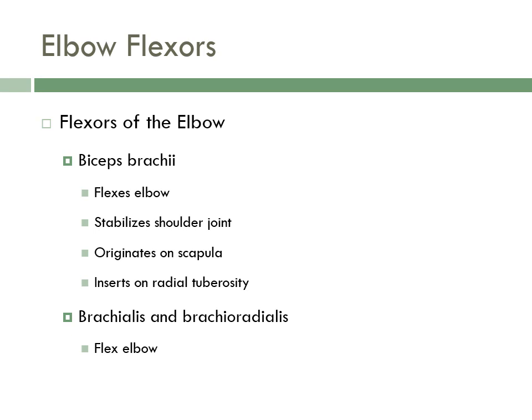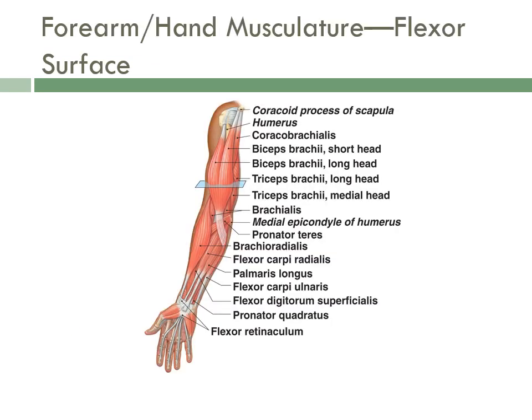So the biceps attaches into the radial tuberosity on the radius, and it flexes the elbow. The brachialis muscle and the brachioradialis muscle both also flex the elbow. Those are synergists to the biceps. So here we can see the biceps. We have a short head and a long head. So this whole muscle in here is the biceps with its two heads attaching down into the radial tuberosity.